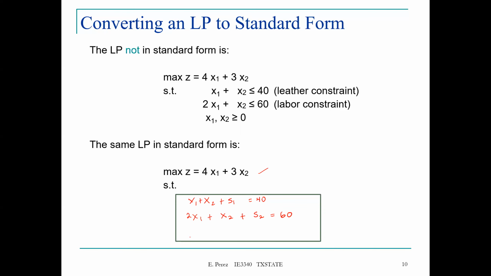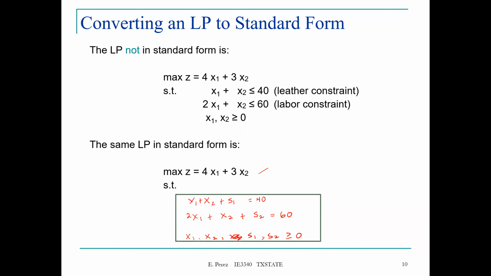And now we have to remember that we have to make those decision variables greater or equal to 0. So this is x1, x2, S1 and S2. All of them have to be greater or equal to 0. So that's how you formulate this problem into the standard form.